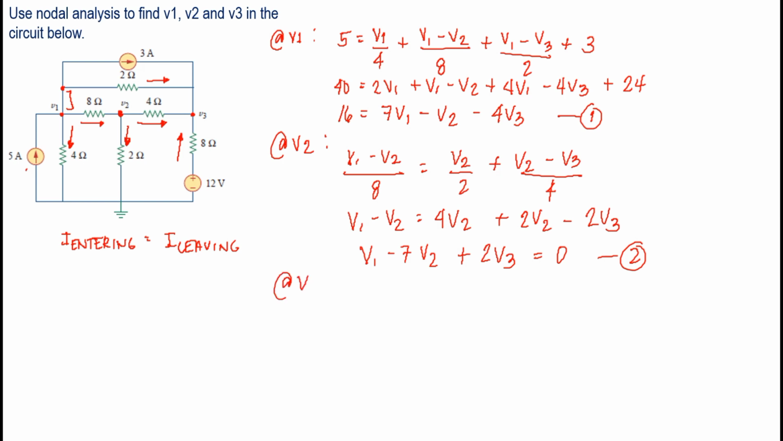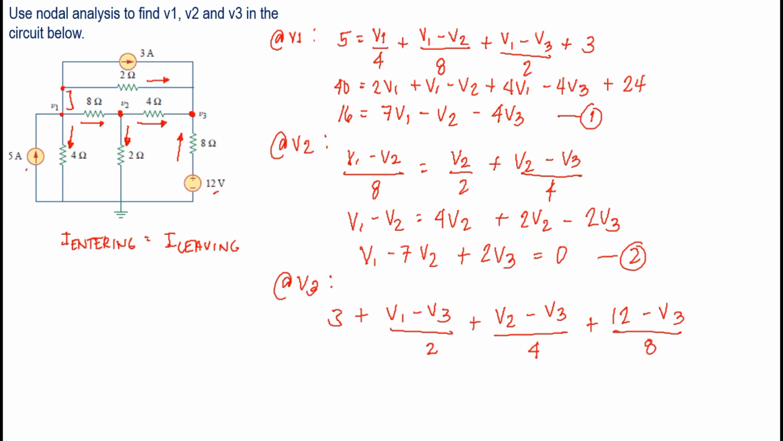Then for node V3, let's look at the node V3. Current entering, so let's start with 3 ampere. So we have 3 plus V1 minus V3 over 2 plus V2 minus V3 over 4. Then plus this one, of course, you have to consider the 12 volts, so 12 minus V3 over 8. And there is no current leaving this node, so this is equal to 0.